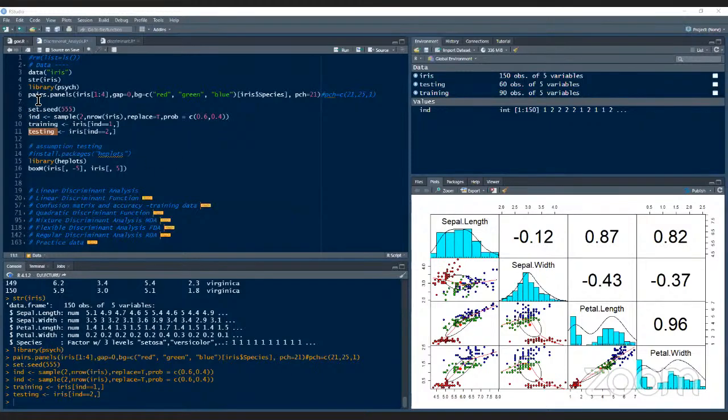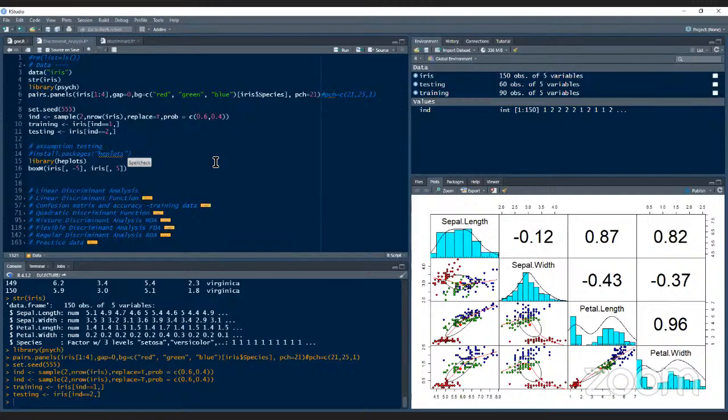So here we have created one training set data, another is testing set data. Training set data is having 60% of observation from iris data, and testing set data is having 40%. This we can change. We can write here 0.8, 0.2 like this, but the sum of this should be 1.